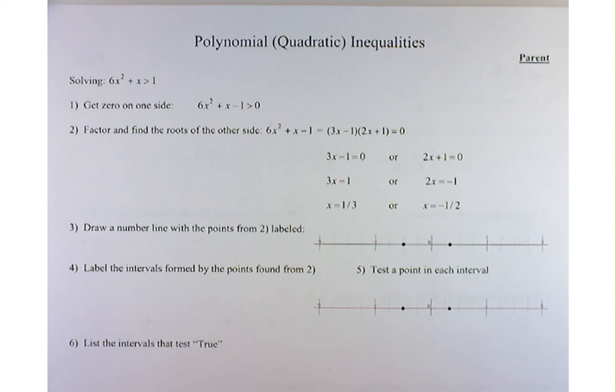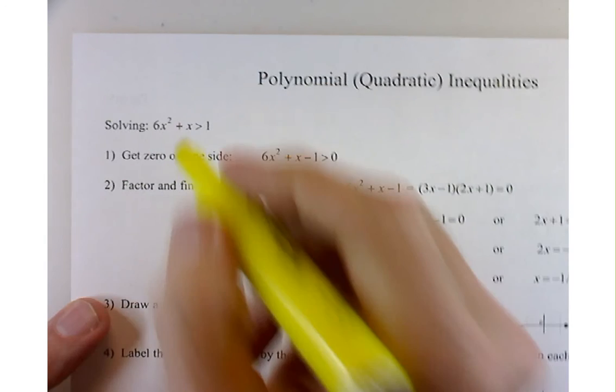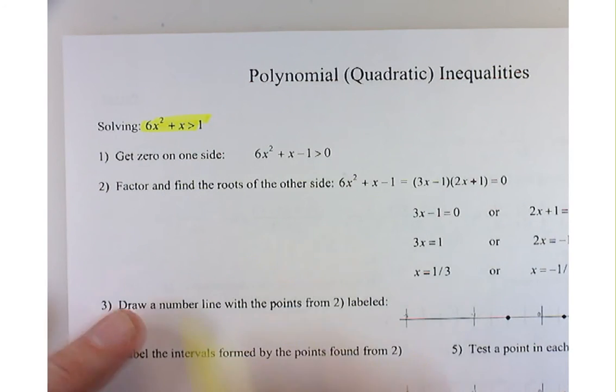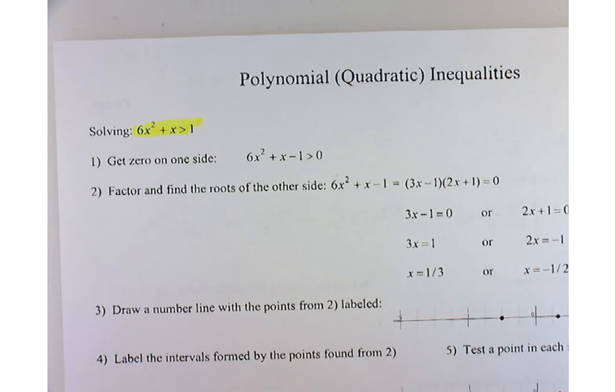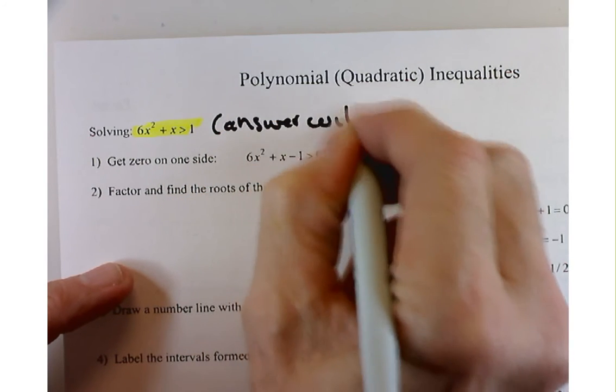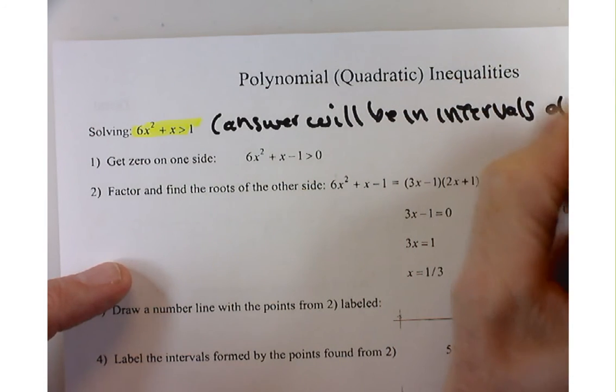Now, the easier problems, you can almost visualize the solution. But let's pretend that we've got a harder problem that we want to understand the general flow for. So this is an example of a polynomial inequality. In this case, it's a quadratic polynomial. Our goal in solving this is to figure out what intervals along the x-axis make this true. So your answer will be in intervals along the x-axis.